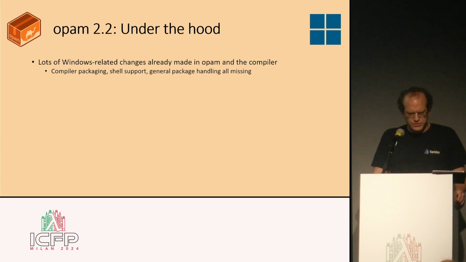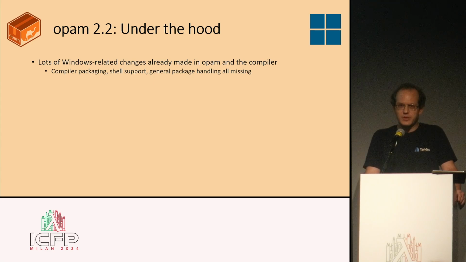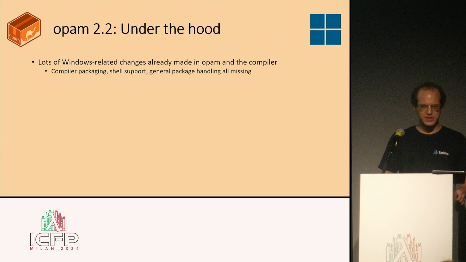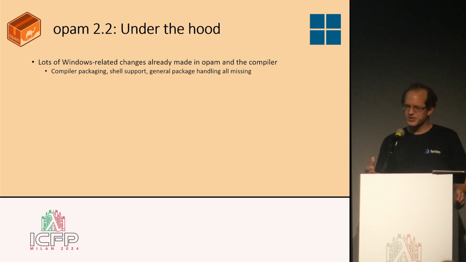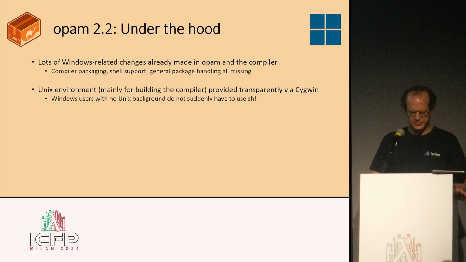There were quite a lot of changes that we'd already made in Opam. 2.0 actually built and passed its test suite on Windows, and the compilers had quite a bit of support added for Windows that was inspired by the need for Windows Opam over the years. What was missing was the actual packaging of the compiler in the Opam repository for Windows, a ton of shell support, and some other subtle features in the way package handling works for Opam file descriptions. I'll talk a little bit about that now.